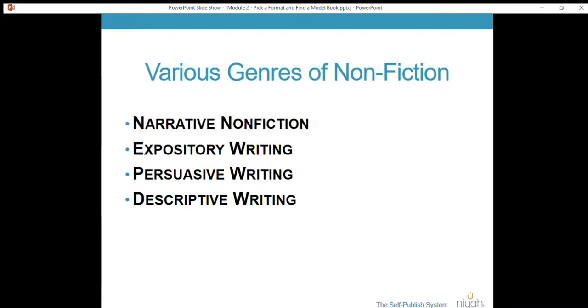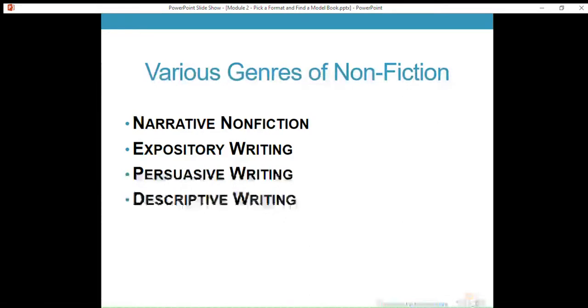Persuasive writing. Remember when you had to write a persuasive essay? You're trying to pull somebody to your side. That's like an op-ed that you would see in the newspaper or a political speech, anything where you're trying to convince someone of what you believe or what you think, pull them to your side. That's persuasive writing.